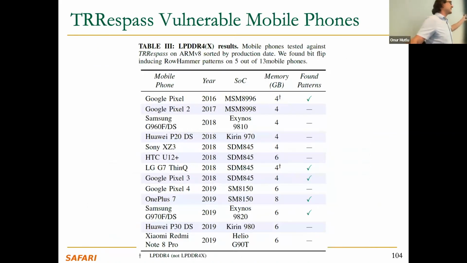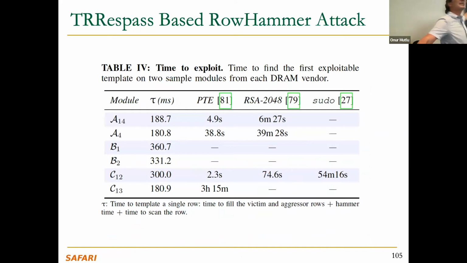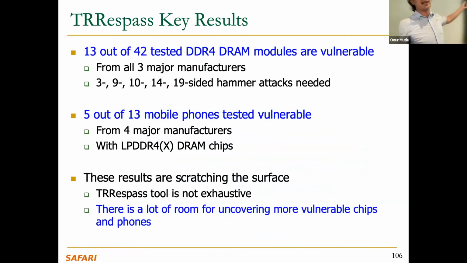Okay, so we showed that this attack works on mobile phones, and different types of attacks can actually be induced in chips that are claimed to be not vulnerable. So this is the summary, basically. I've already mentioned all of these, I think. These results were actually just scratching the surface. Our tool was not exhaustive. We basically said that there's a lot more room for uncovering more vulnerable chips and phones. And we did that next, I will describe.